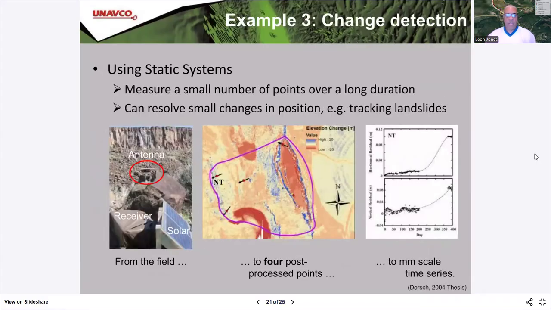Example 3, change detection using static systems. Measure a small number of points over a long duration. It can resolve small changes in position. Example, tracking landslides from the field to post-process points to millimeter scale time series.